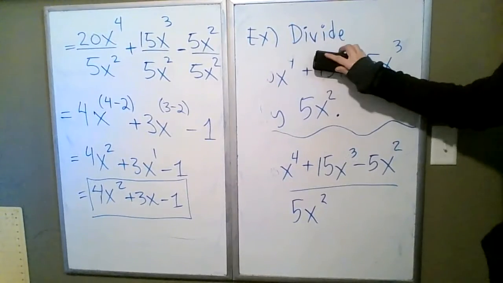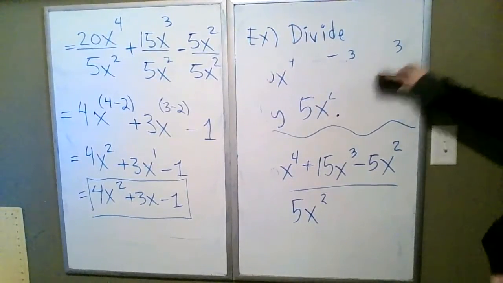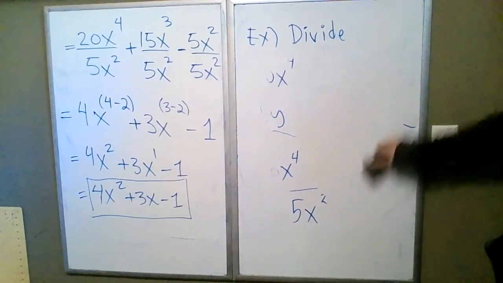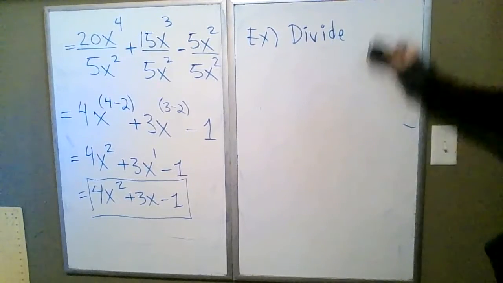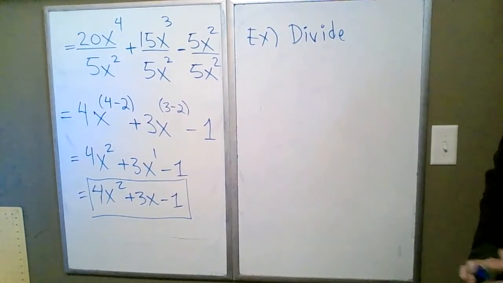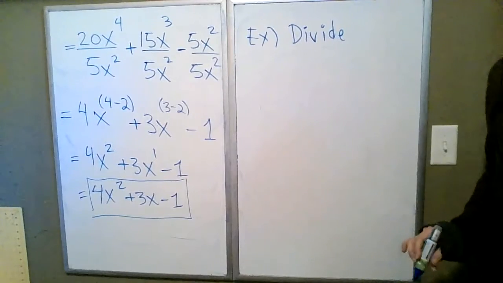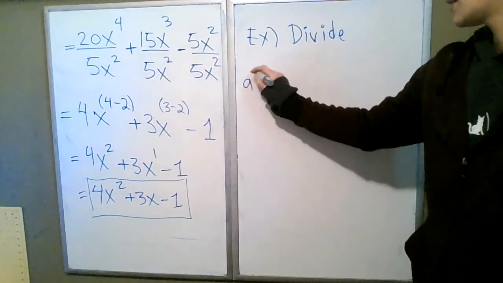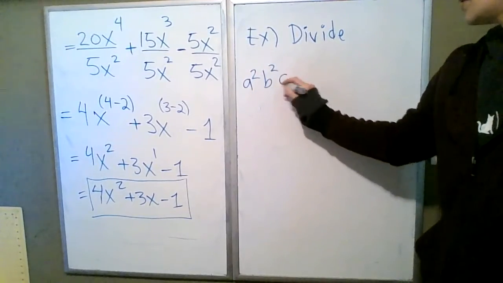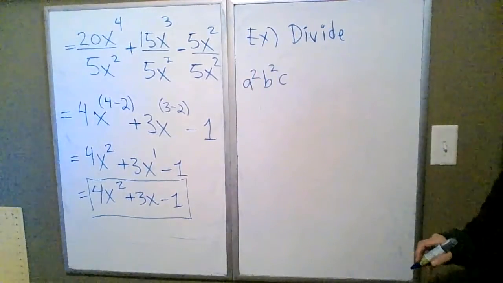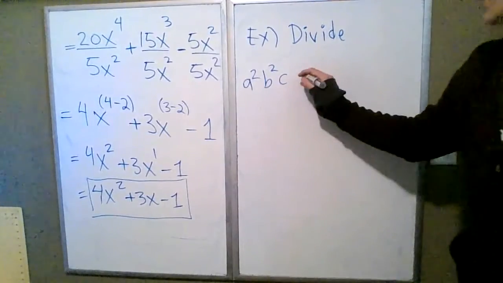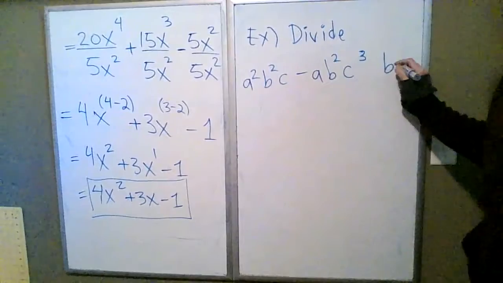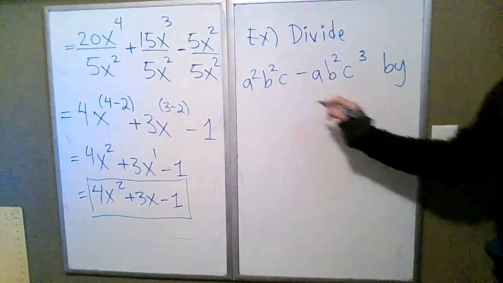I'm going to do the same kind of problem. Just switch it up a little. We will divide a squared b squared c minus a b squared c cubed by ABC.